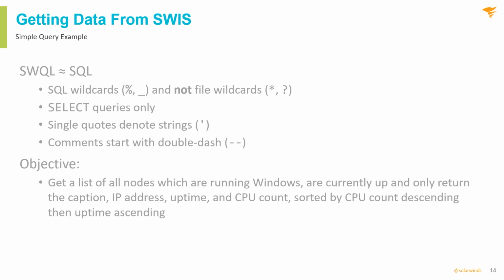Okay, so this is all well and good, but let's set ourselves a task. Let's get a list of all nodes that are running Windows and currently up, return only the caption, IP address, uptime, and CPU count, and then sort that two different ways. We'll sort it descending by CPU count and then ascending by uptime. So not impossible, but not something you can easily get out of the report writer, and something that might not be easy to get out of SQL directly.